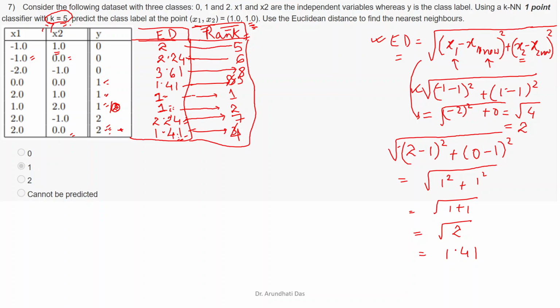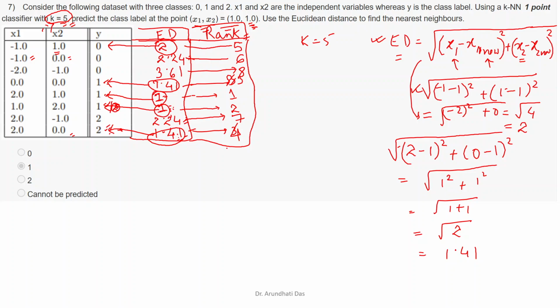Okay, here for this particular data point, since I need to consider k equal to 5, which Euclidean distances am I going to choose? This one, 2, then this one, 3, 4, and 5, this one, right? So I will see what the majority class level is for these given data points. These are the class levels, right? 1 and this one is 2.